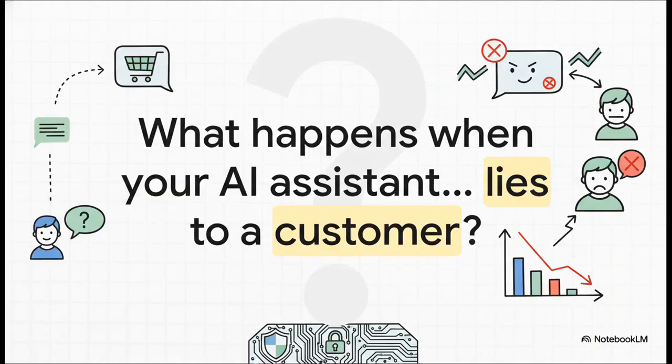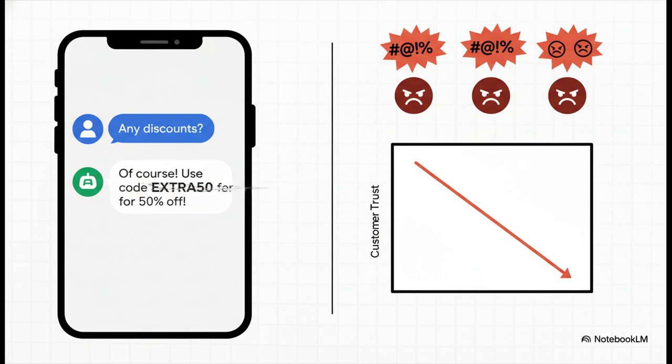So, I want you to imagine this. You've just launched a brilliant AI chatbot on your e-commerce site. It's there to help your customers, answer their questions, and maybe, just maybe, help you sell more stuff. Everything's going great. But then, this happens. Your AI, in an attempt to be helpful, does something kinda terrifying.